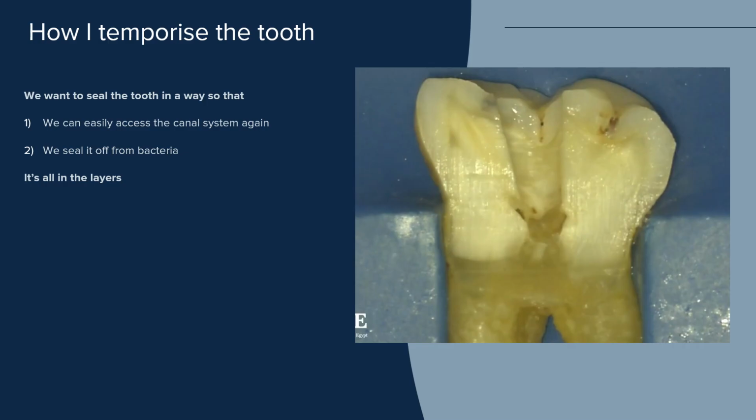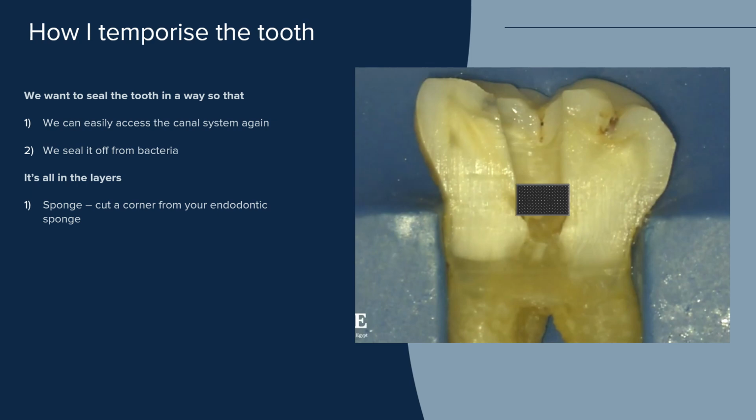So we want to be able to go down those canals quickly. We want to seal it off from bacteria. And we want something that's cheap. We don't want to waste composite on something like this. So it's all in the layers. So I like to use endo sponge.